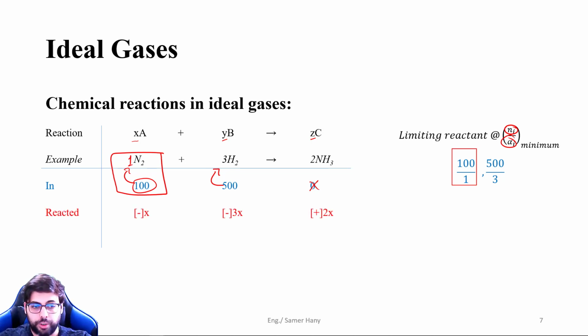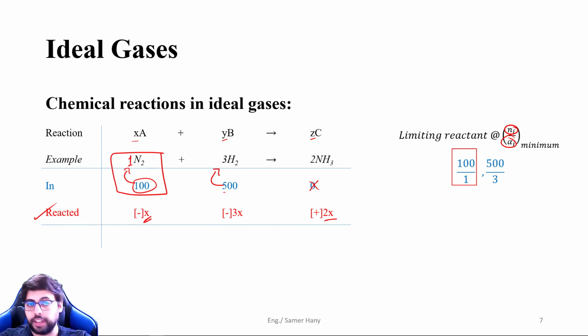Okay, so for a certain conversion or reaction amount X of this limiting reactant, 3 times that X amount of hydrogen will be reacted, and this is why the minus sign is here, depleted from the 500 moles that were introduced into the reactor. And for this amount X, the produced amount of ammonia will be double that amount, 2X.